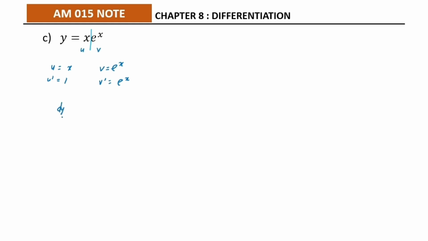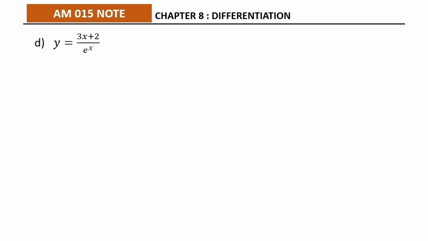Differentiate y equals x times e power of x. Differentiate y, we have dy/dx. Product rule, we have v u prime plus u v prime. So substitute into the formula, v is e power of x, u prime is 1, plus u equals x, and v prime is e power of x. Simplify, factorize e, we have 1 plus x times e^x.